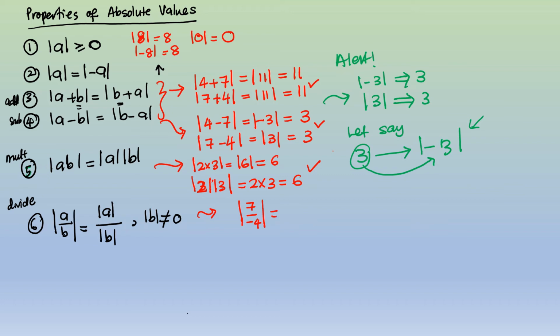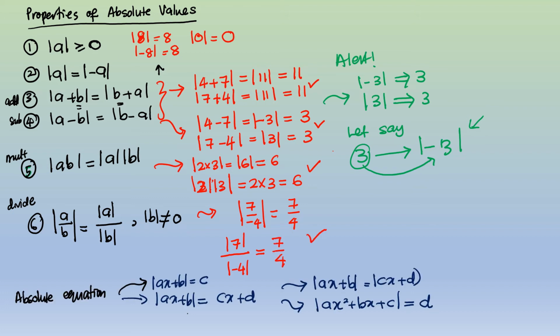Alright, so it is equal to 7 over 4. But if you multiply it separately with its own modulus, so modulus 7 divided by modulus negative 4, you will have 7 divided by 4. So it is the same value. We'll apply all properties that we know by solving this absolute equation. Absolute, the symbol, equation is here.